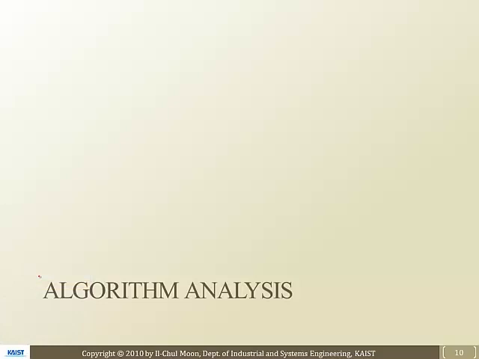Okay, hello, welcome to part 2 of week 5. So this part is going to introduce a formal method of analyzing the program efficiency.